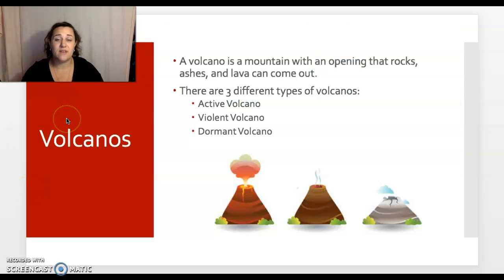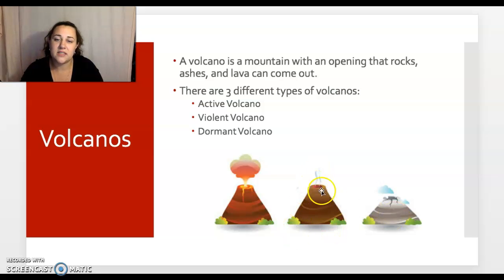Then to focus more on volcanoes. What we learned this week is a volcano is a mountain with an opening that rocks, ashes, and lava can come out of. There are three different types of volcanoes. There's our active volcano, our violent volcano, and our dormant volcano. So if we look at the picture here, I have our dormant volcano. It's not erupting. It may erupt in the future, but right now there's nothing coming out of it. It's sleeping almost. It's resting.